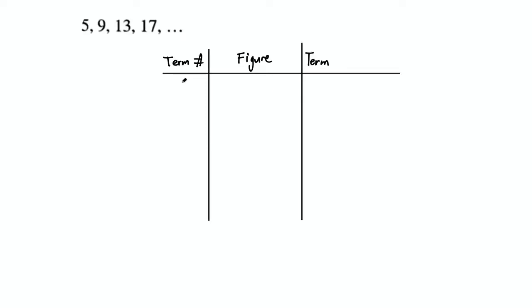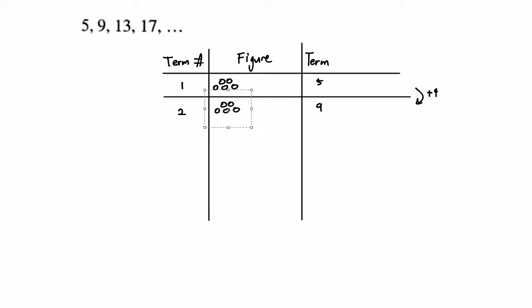So we're given that term number 1 has a term value of 5, so we can draw this base of 5 circles here. Okay, so that's our first term. Now let me copy this. We know that term number 2 is going to be 9. Okay, so that's adding 4 to the previous term. So our figure can be the 5 from before and just 4 more, like so.